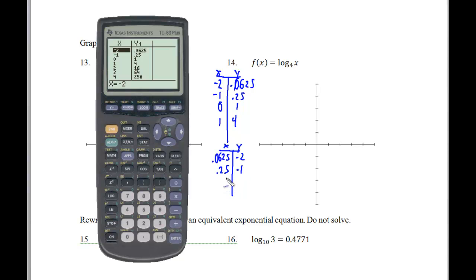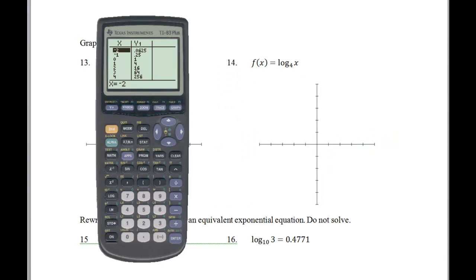Then we have 1 and 0, and 4 and 1. So this is what I'm going to plot. This is going to be my log, my log base 4 of x. So 0.0625 is just really close to 0 there, and we're going to go down 2. So it's going to be snugging up to that y-axis, but technically wouldn't touch it. 0.25 and negative 1 is going to be right here. 1 and 0, and 4 and 1. So here is my log base 4 of x, graphed perfectly.